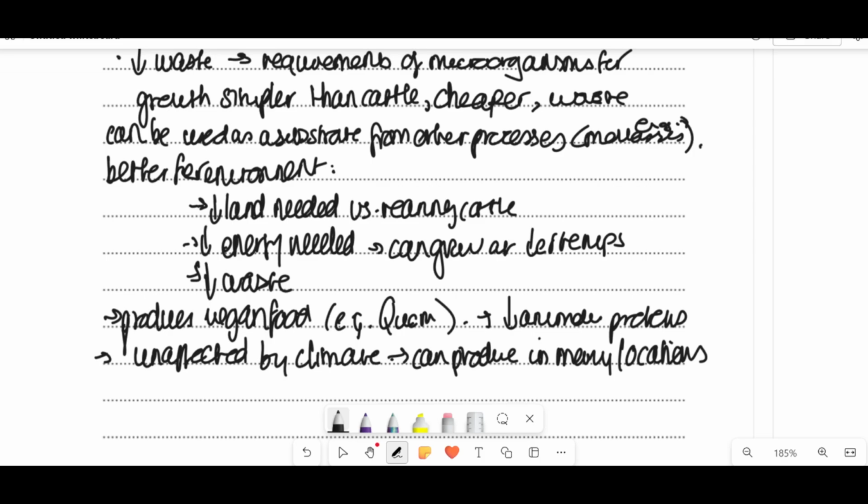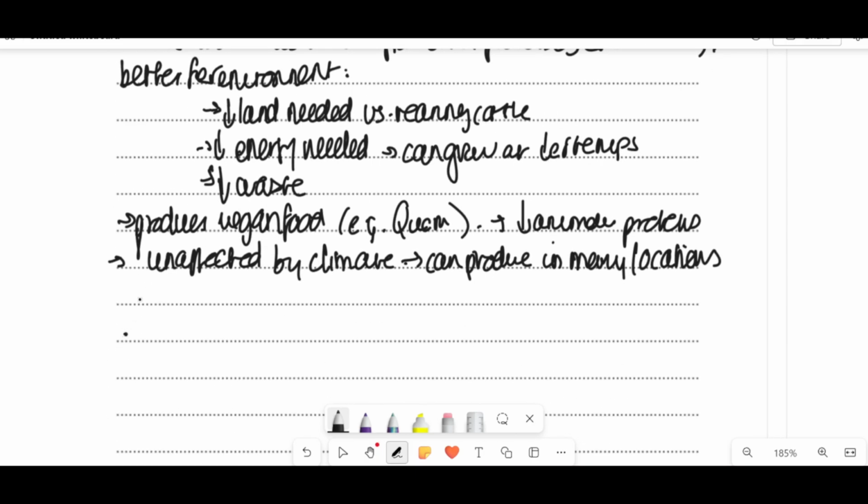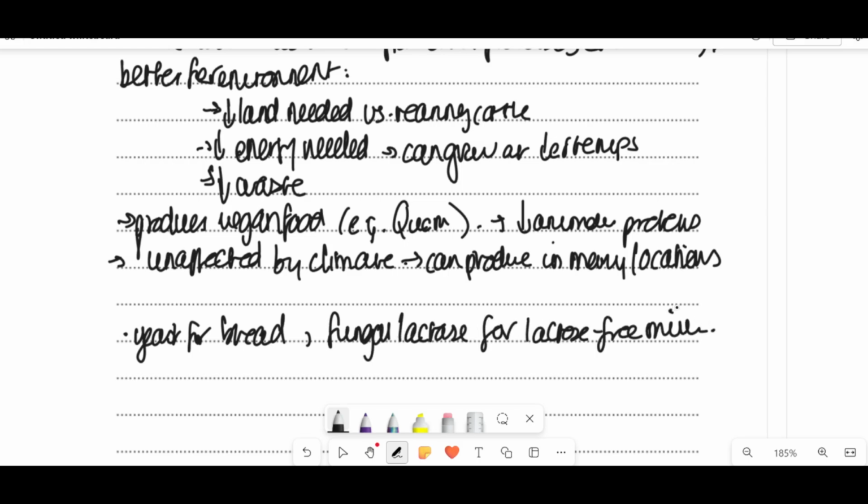Then it says describe using examples. I'm just going to throw some examples in between. So for example, vegan food, corn. Other examples are yeast for bread. What else have we got? We've got fungal lactase for lactose-free milk. And then you would say an advantage as well. This means that people who are lactose intolerant can drink milk without side effects and symptoms. So those are a couple of examples. You would say the example, its advantage, and why it's an advantage.